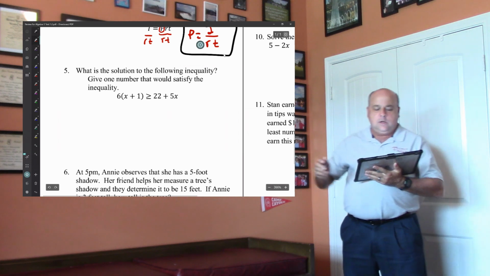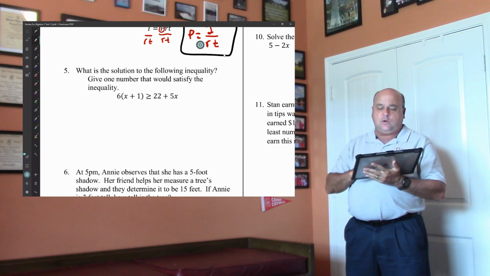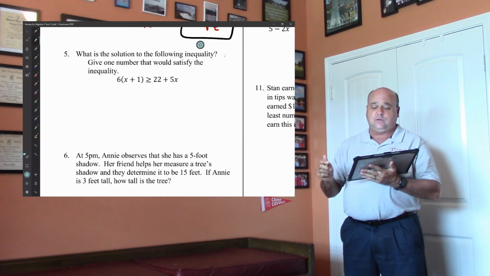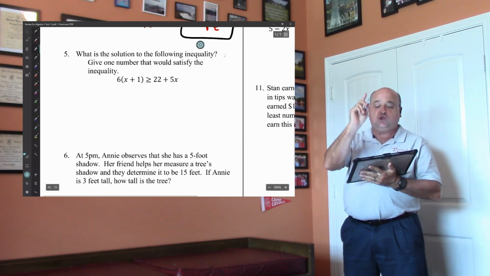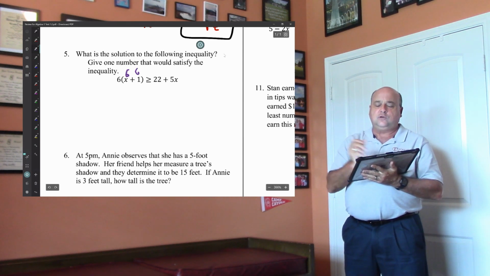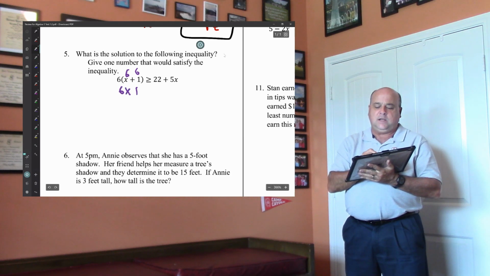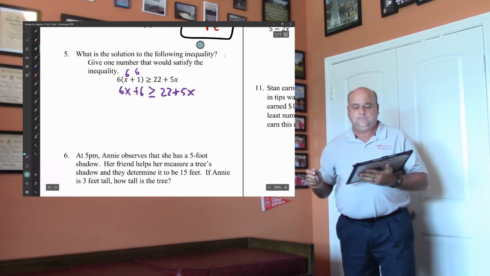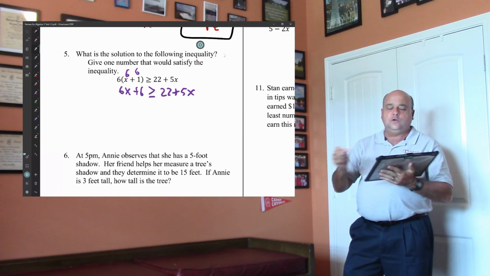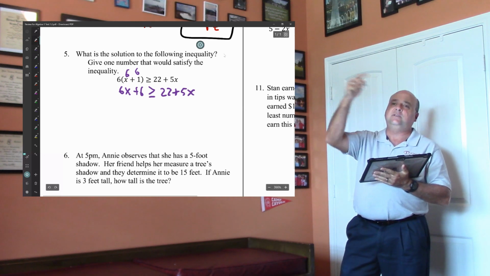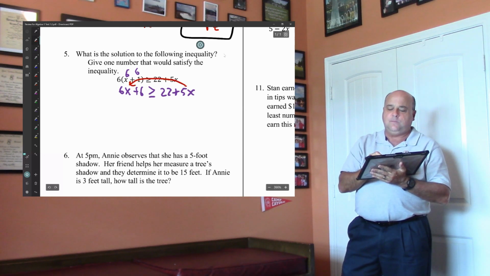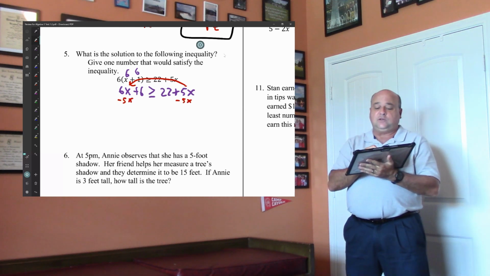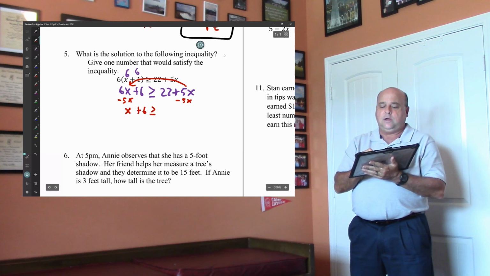Now then, let's go to number 5. Number 5, what is the solution to the following inequality? Give one number that would satisfy the inequality. So we're going to solve it and then get an answer, okay? On number 5, we need to distribute that 6, don't we? So we have 6x plus 6 greater than or equal to 22 plus 5x. Now then, what do we usually tell you to do next? There's 2 x's, the x's go left. So I'm going to take that 5x and move it across. So 6x minus 5x is just x, plus 6 greater than or equal to 22.